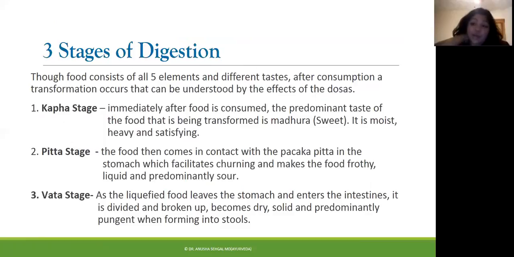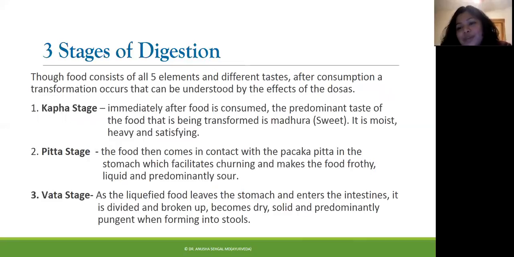This was a common question. A couple of people asked me this, which I believe is number 24 in your list: the 3 stages of digestion. What are the 3 stages of digestion? So remember when we talked in the beginning about the doshas and the predominance of dosha according to different stages and different times?